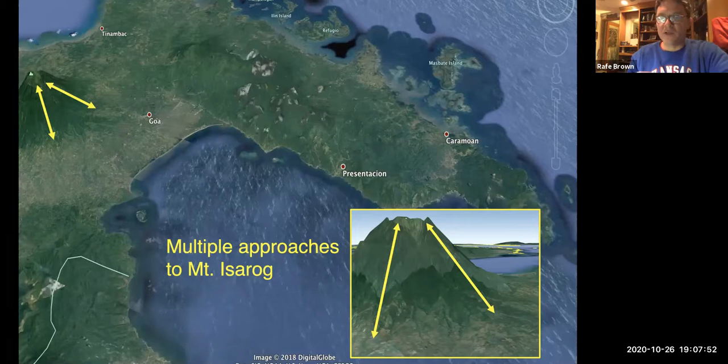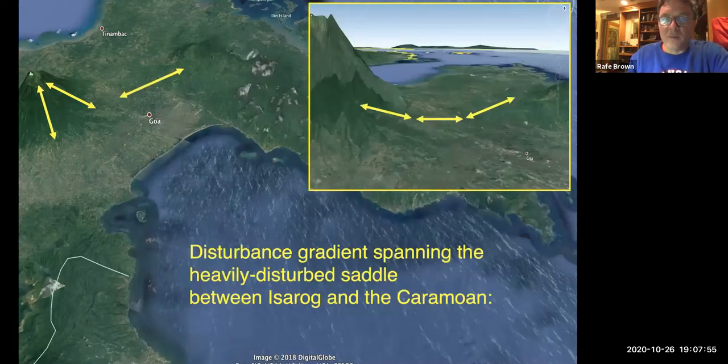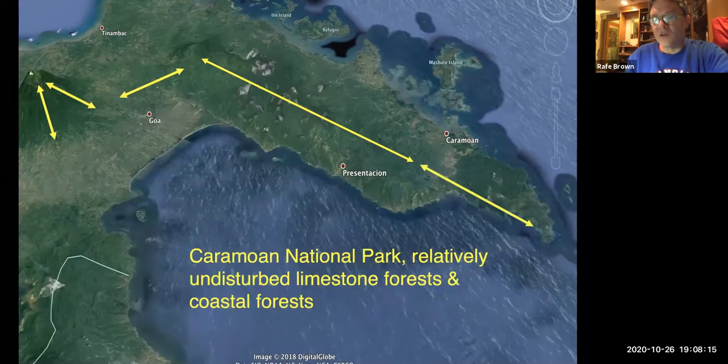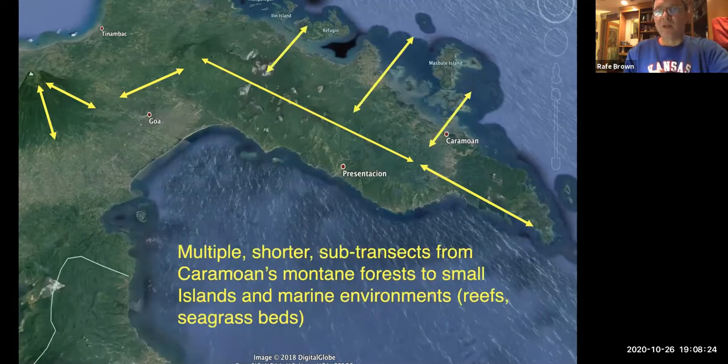Multiple different approaches to Mount Isarog, spanning the saddle between Mount Isarog and Caramoan, which is a low elevation and highly disturbed agricultural matrix, but could tell us something about disturbance and land use patterns. A long, slow, gradually decreasing part of the transect would go down the Caramoan Peninsula and slowly decrease in elevation as we cross multiple peaks in the Caramoan, and then eventual extension out into the Caramoan Peninsula, which is a heavily forested, very well-preserved national park. And then perpendicular sub-transects would go out from these ridge lines down into the reef and into the marine areas where my collaborators are from.